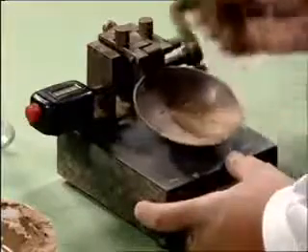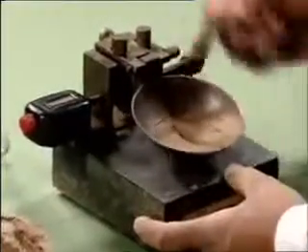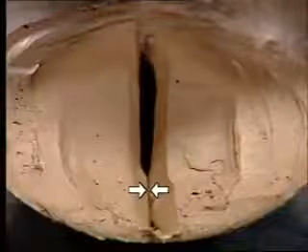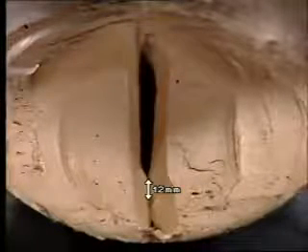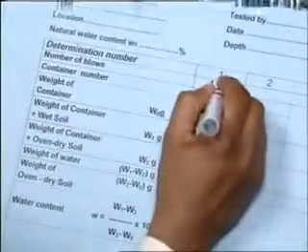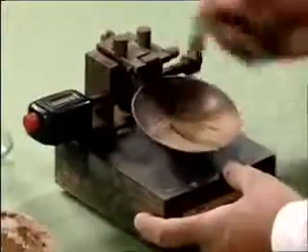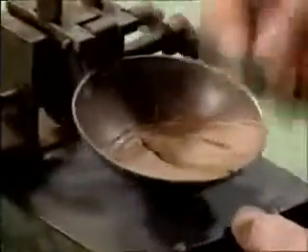Now, lift and drop the cup by rotating the handle at the rate of 2 revolutions per second till two halves of the soil cake come in contact by flowing and not by sliding with the bottom of the groove along a distance of about 12 millimeter. Count the number of blows required and record the reading in the proforma. Ensure that the number of blows range between 15 to 35.